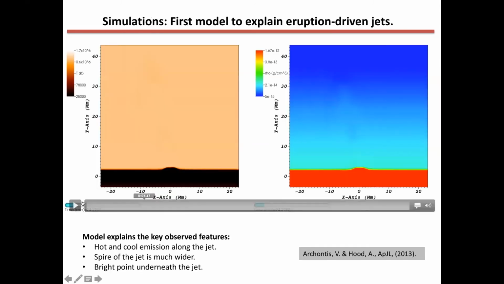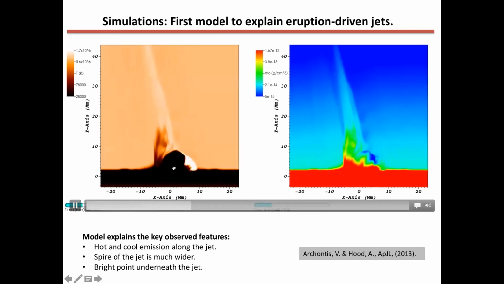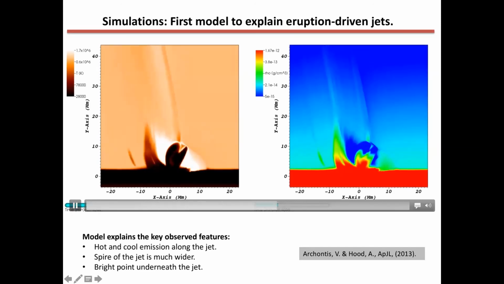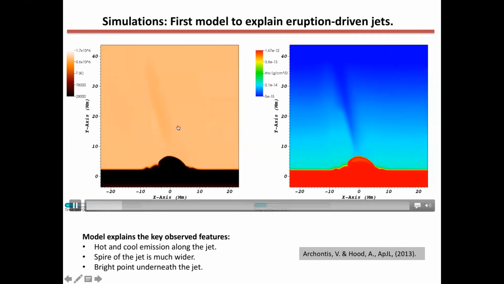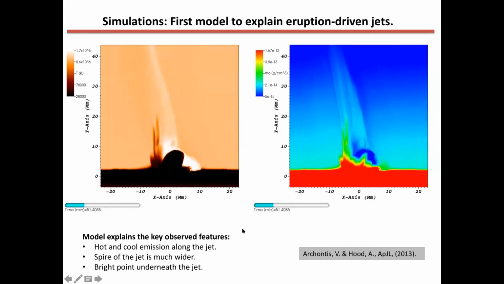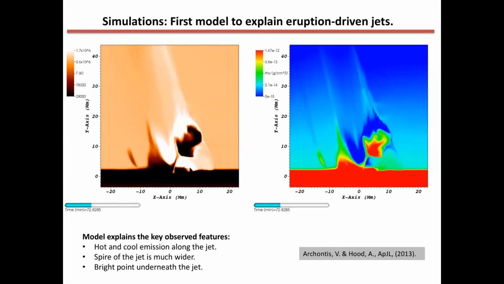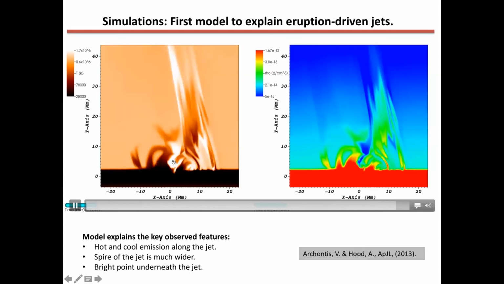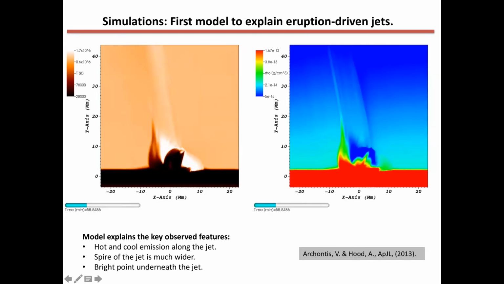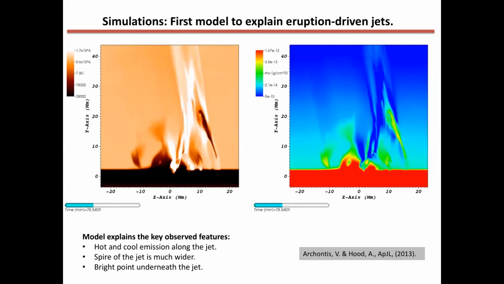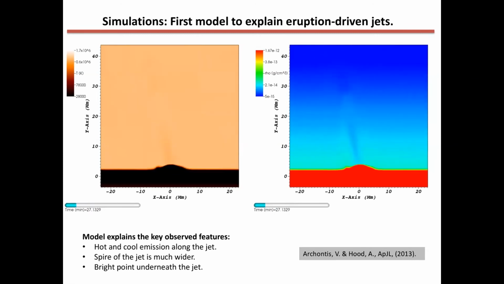Well, this is a movie which shows this experiment, density and temperature. What you will see is the eruption of the flux rope after the emergence. Here is the eruption now, and the creation of a very nice jet, which is much, much wider than the tiny Eiffel Tower jets and so on. And you have cool and hot material here. And also you have these bright structures on the left side, on the right-hand side and so on, which are actually key features of the observations of this kind of jets.